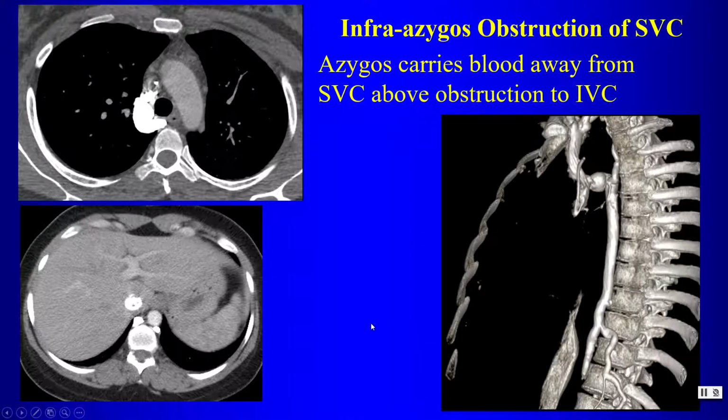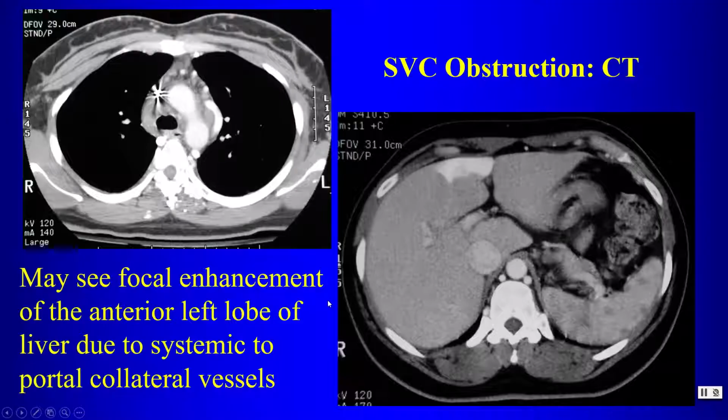So when we have obstruction of the SVC, it is important to think of it in two segments: obstruction either above or below the junction with the azygos vein. And we can see how the azygos vein helps to maintain the blood flow and the collateral circulation.